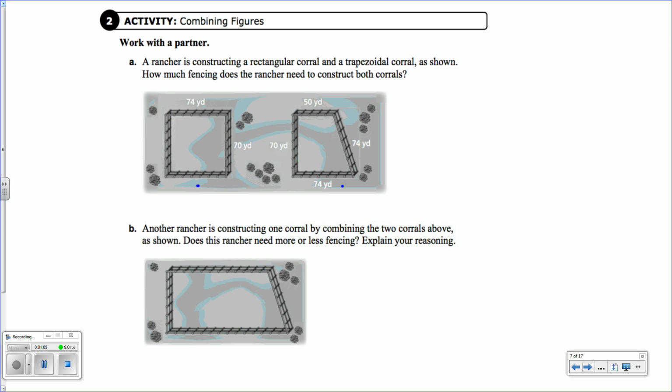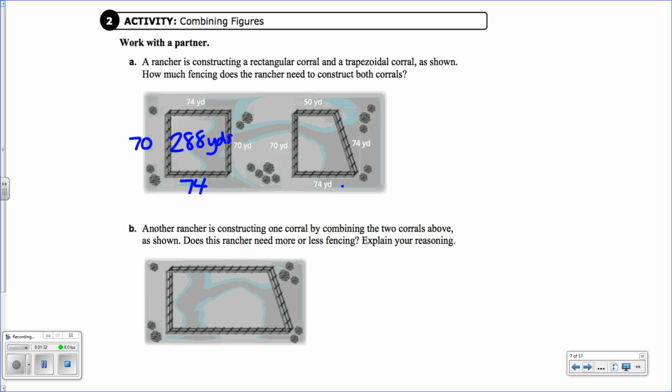Okay, for this first one, for the rectangle, he would need to add up. Both sides would be 70 and the top and bottom would be 74. So you would add each of those together. 70 plus 70 is 140. And then you're going to add your 74 plus your 74. And you should come up with 288 yards.